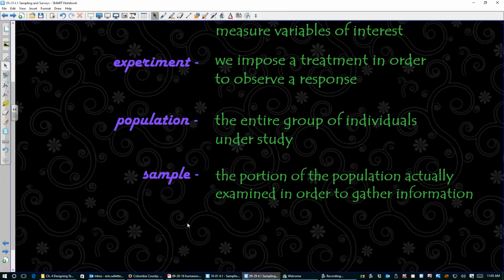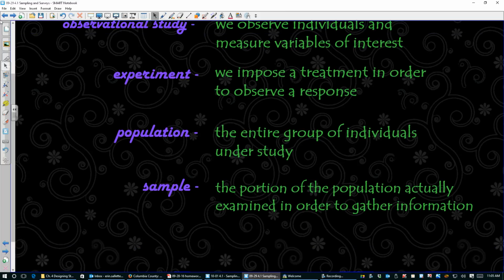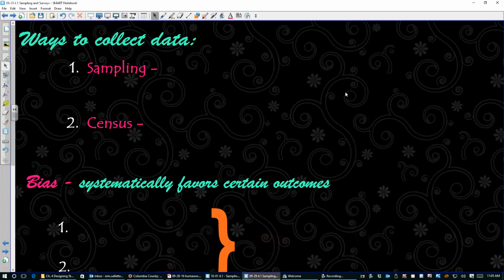So the sample is the small portion of the population that we actually study, the ones that are actually observed or experimented with or studied or surveyed, etc. Ways that we collect the data.